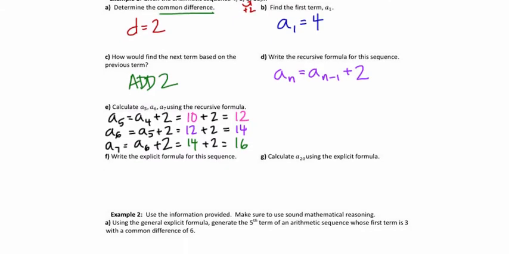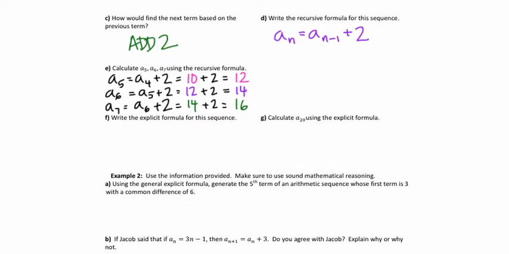Now, let's recall how to write an explicit formula. The structure for an explicit formula, if you recall, is a sub n is equal to the first term of the sequence plus n minus 1 times the common difference. Let's start plugging in some values that we know.